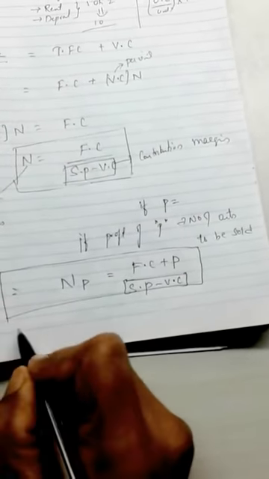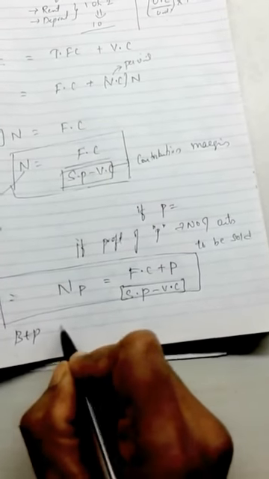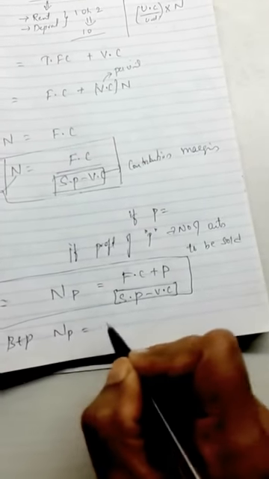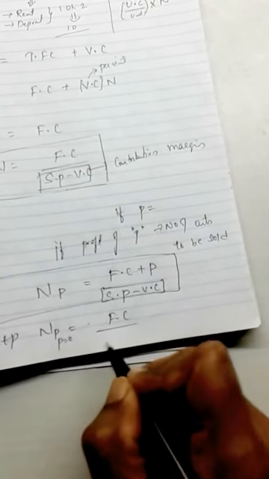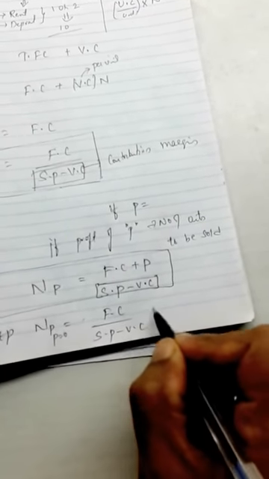So at the break-even point, P is equal to 0, and then your equation remains the basic equation.